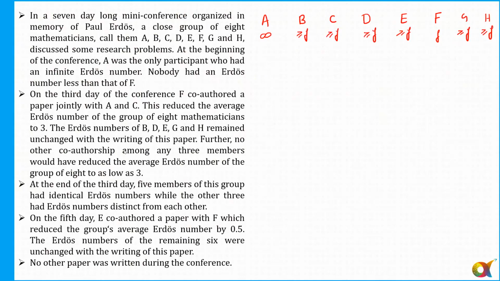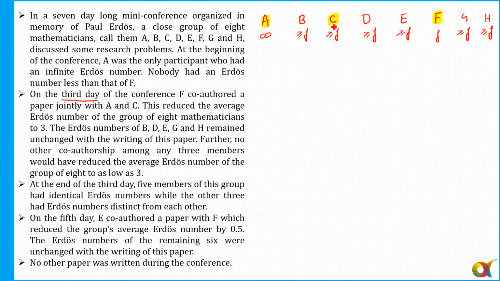Okay. Let's move to the second point now. It says, on the third day, so we are talking about the third day here. On the third day of the conference, F co-authored a paper with A and C. So what is happening now? F is writing the paper along with A and C. And we know one thing here. What is that thing? Among A, C, and F, the smallest Erdős number is F's.